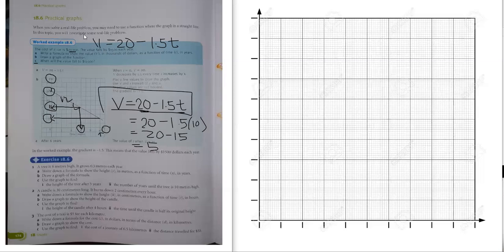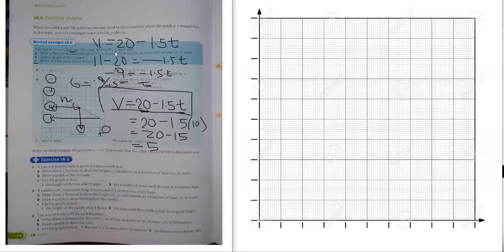Now I have the value. The value after a certain year becomes 11,000. So I need to know what T is. You solve from this one: 11 minus 20 equal to minus 1.5 T. Then after that, you get negative 9, right, equal to negative 1.5 T. So from here, T is equivalent to negative 9 divided by negative 1.5. That's why our answer is 6. Exactly 6.